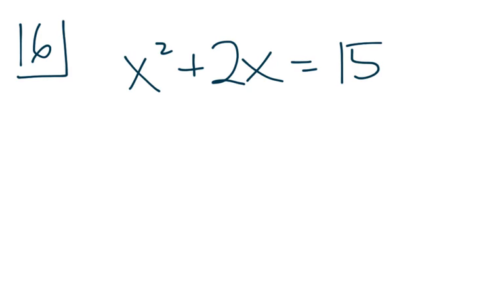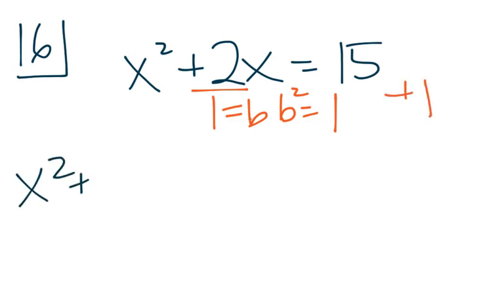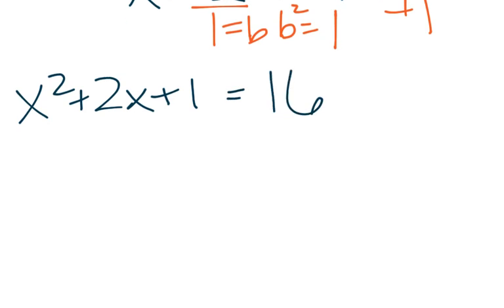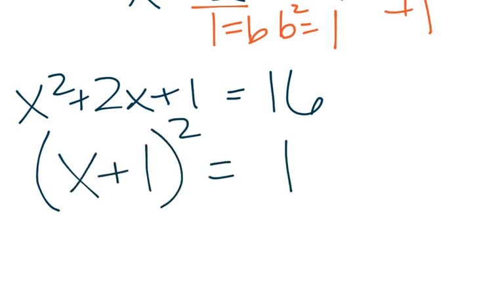Number 16, x squared plus 2x equals 15. So what we're going to do is divide this by 2 and square it. So we are going to be adding 1 to both sides. So we have x squared plus 2x plus 1 equals 15 plus 1, which is 16. Now we're going to factor our left side. So we have x plus 1 squared equals 16.